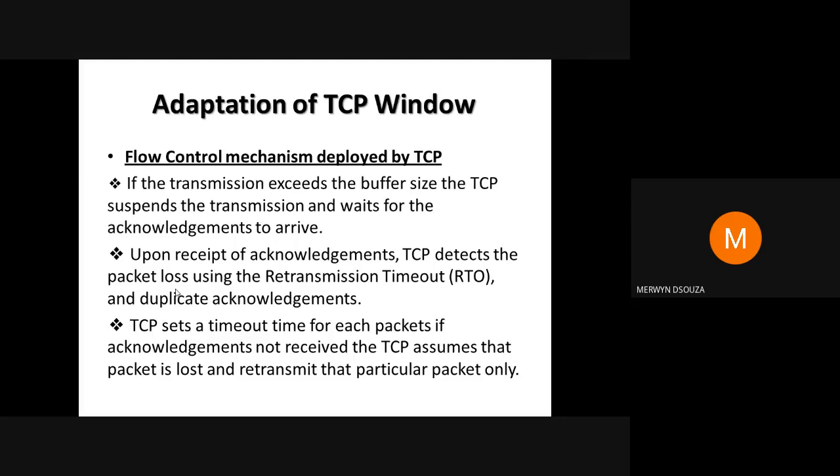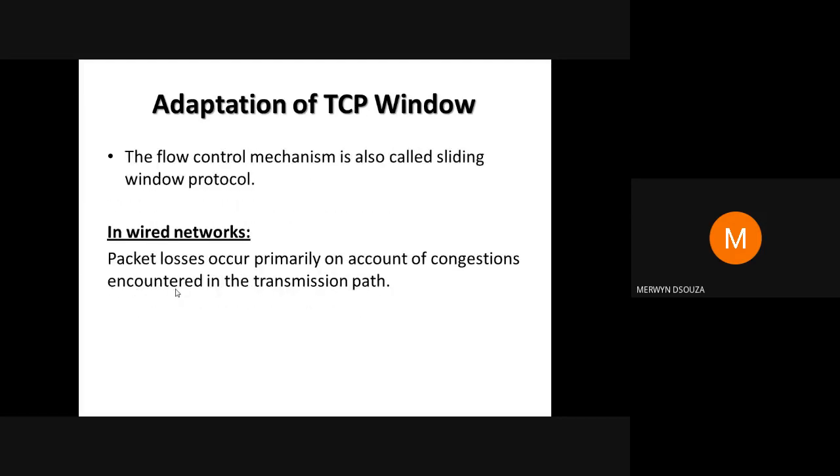So basically flow control is used to prevent congestion on the sender side. You control the speed of the sender and hope that congestion does not happen. Like I told you, this mechanism is known as the sliding window protocol.